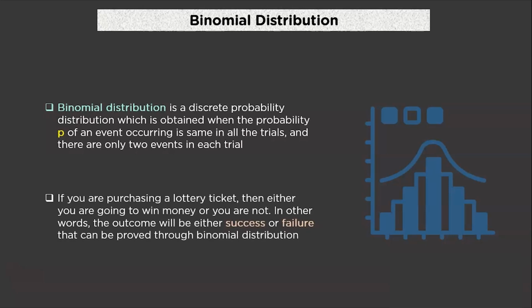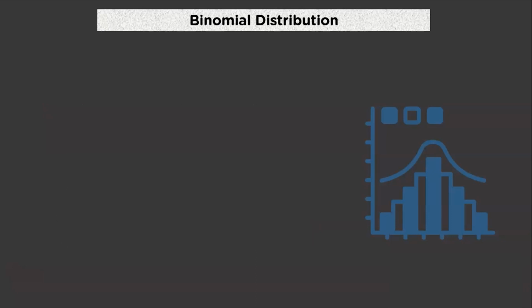Here is a real-life example of a binomial distribution. Suppose you purchase a lottery ticket, then either you are going to win the lottery or not. In other words, the outcome will be either success or failure that can be proved through binomial distribution.